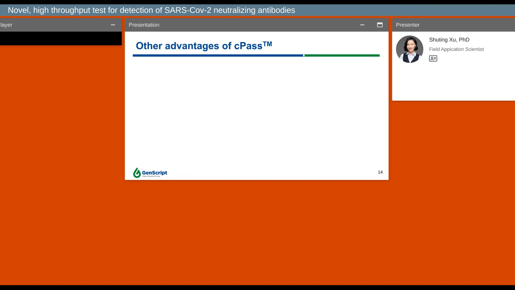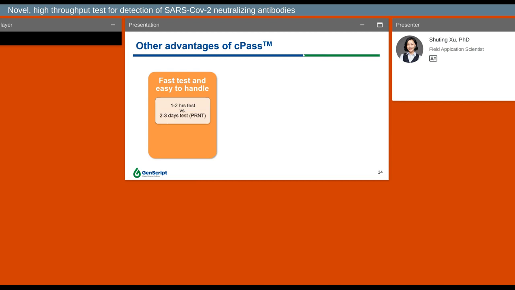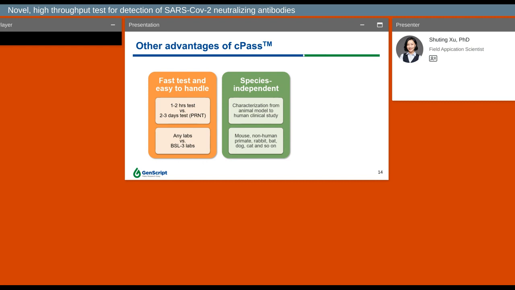So besides all that, what else can cPass offer you? Of course, as I mentioned before, cPass is a very fast and easy-to-handle tool for detecting neutralizing antibodies. Additionally, cPass is also species independent. The characterization from animal models to human clinical studies can be performed with the cPass kit. To date, many studies have already used the cPass kit for animal samples, including mouse, non-human primates, rabbit, bat, dog, cats, pangolin, and so on.